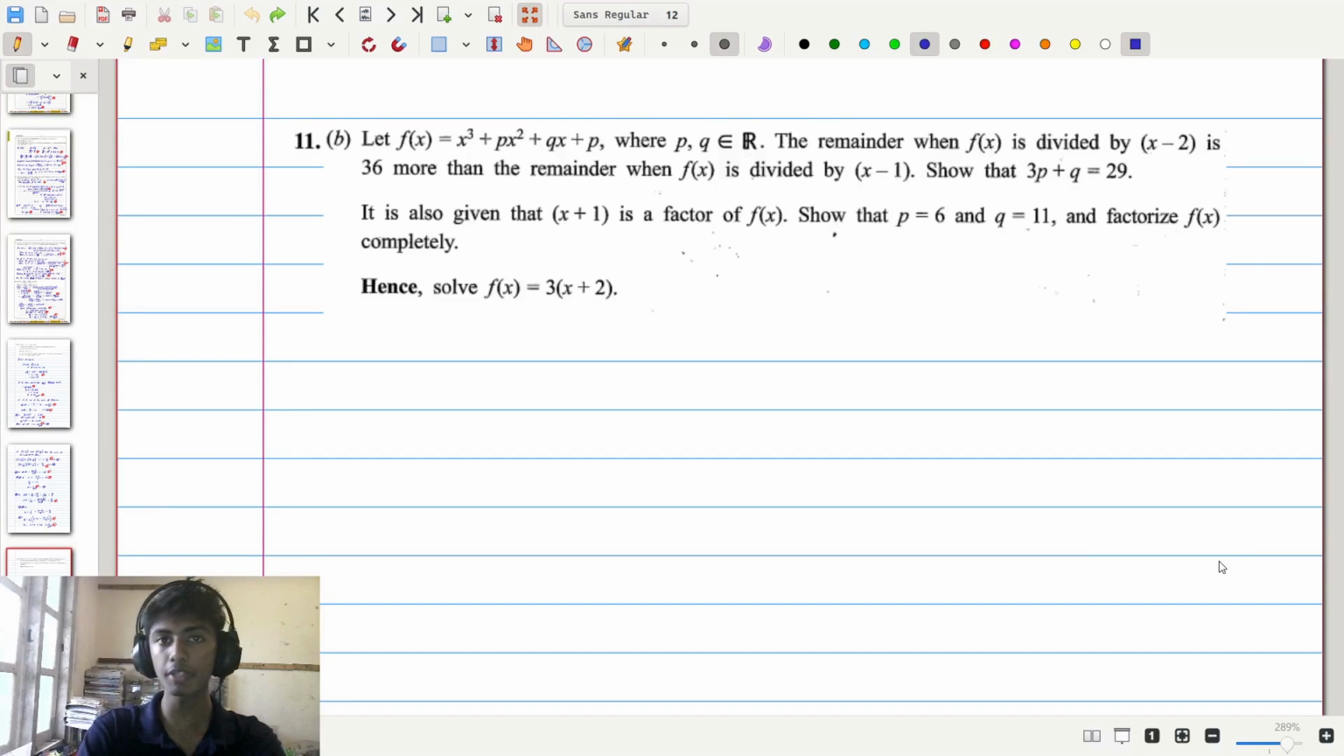2024 A-Level Combined Mathematics Paper 1, Part B, question number 11, Part B. This question has to do with factors of polynomials, the factor theorem, and the remainder theorem.